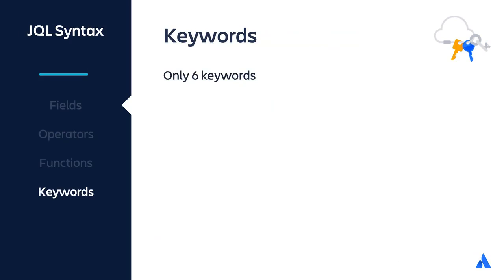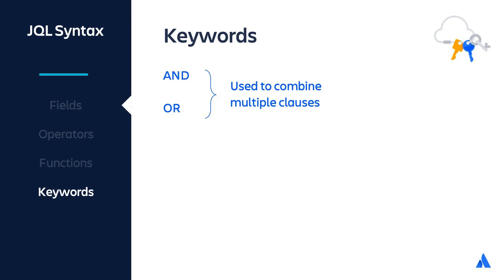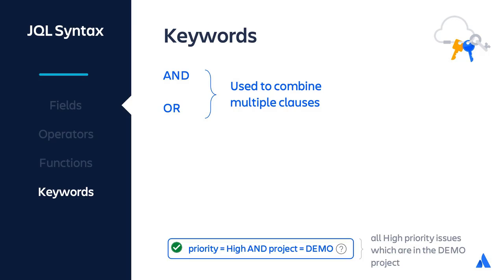So let's move on to keywords. There are only 6 of them. And and or keywords are used to combine multiple clauses. Let's see one example, but we will cover it deeper in a minute. Priority equals high and project equals demo returns all high priority issues which are in the demo project.